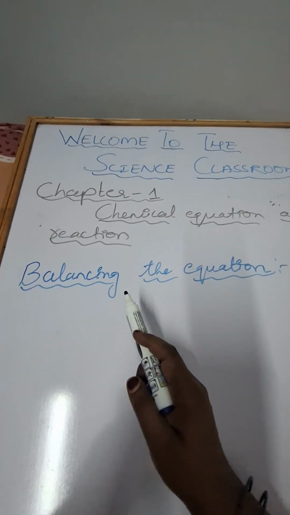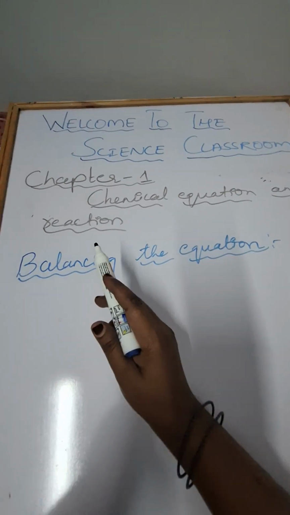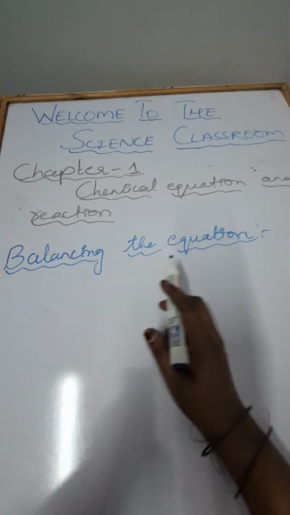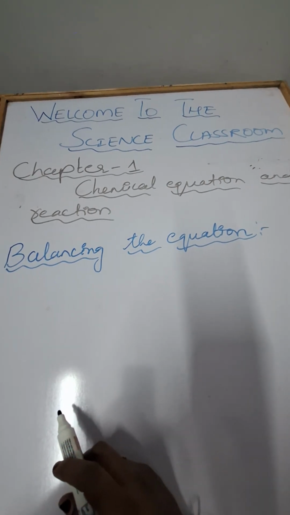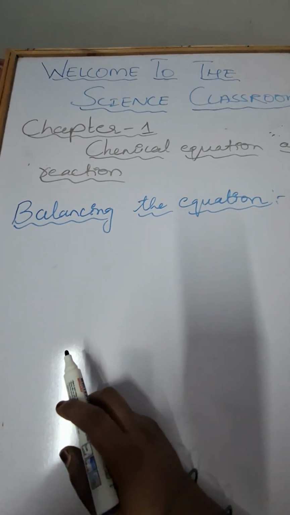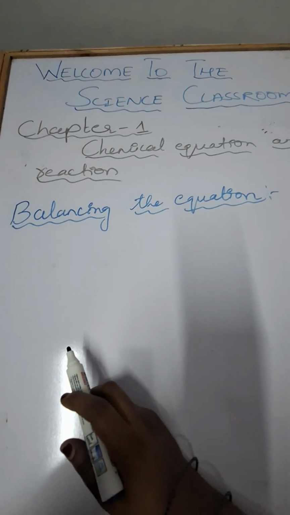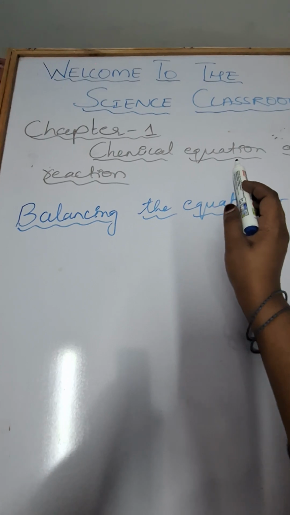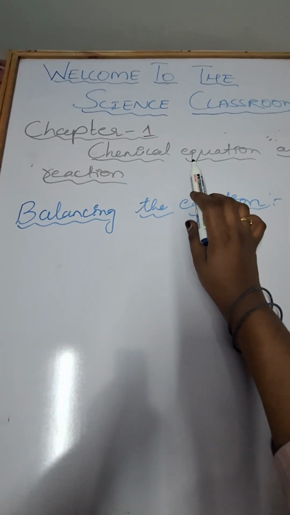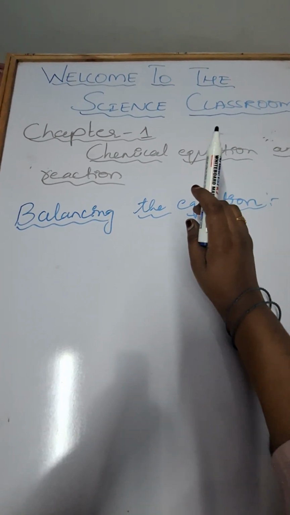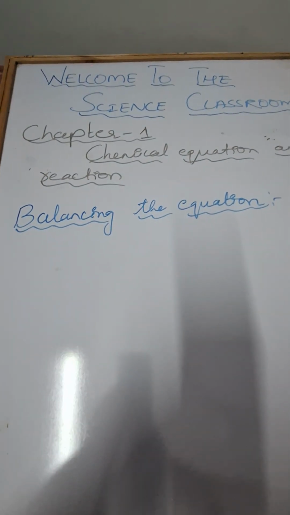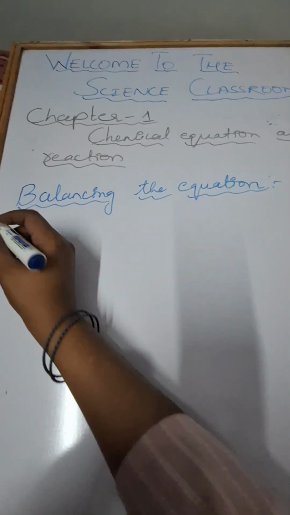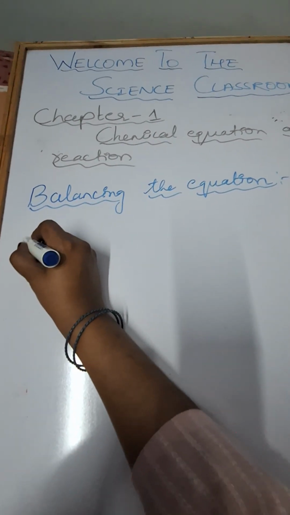We have this continuation of chapter 1, chemical equation and reaction. And today we are going to balance the chemical equation. Now, how to balance the chemical equation? In our previous class, we have learned what is a chemical equation, what are the reactants, what are the products, what are the conditions. Now it is very important to balance the chemical equation. How to balance? Let's go from simple to complex.